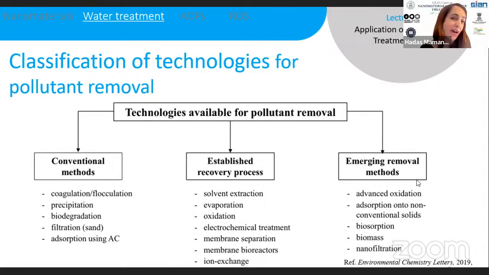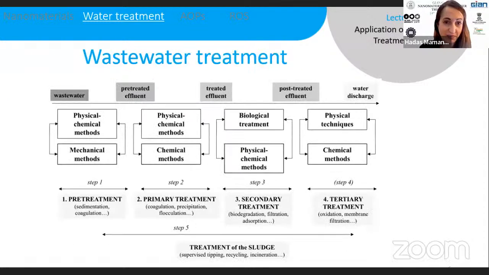And then we have the technologies that are considered more emerging, which can include advanced oxidation, adsorption into non-conventional materials such as nanomaterials, and you had a lecture on adsorption to nanomaterials. It could include biomass treatment, nanofiltration, and so on. So we can divide the technologies into conventional technologies that are established recovery methods and those that are emerging.